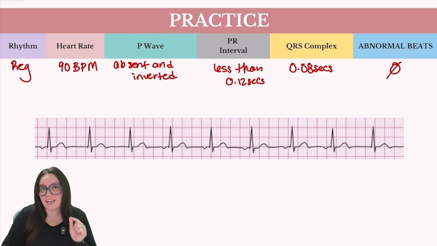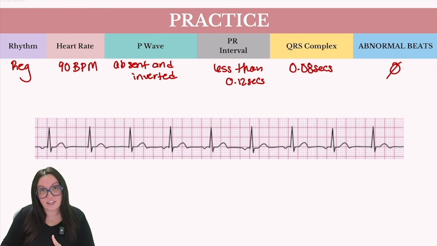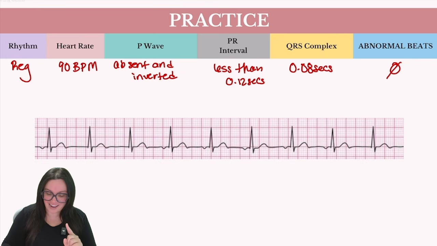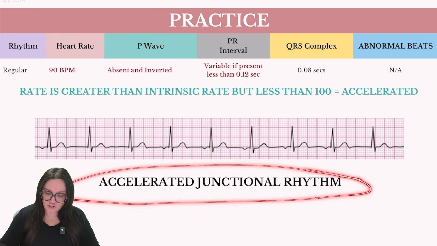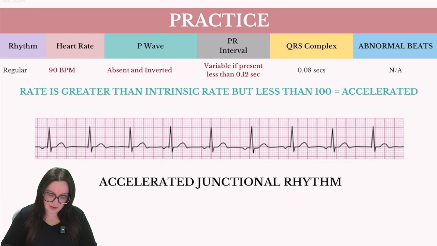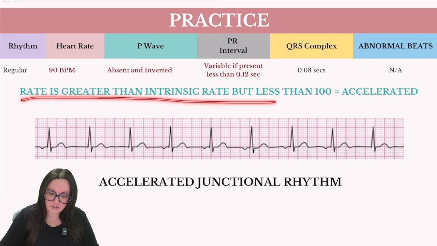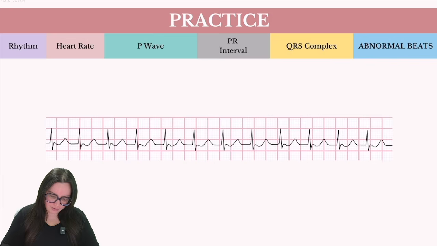I know I'm looking at a junctional rhythm, but I'm not looking at a normal junctional rhythm. I'm looking at something else specifically because of this heart rate. This heart rate is greater than the intrinsic rate, but it's less than 100. So based on what I can see here, I have an accelerated junctional rhythm. Again, the biggest key I want you to take away from this video is that if the rate is greater than the intrinsic rate but less than 100, we call it an accelerated rhythm. And now we're going to take a closer look at our last example.